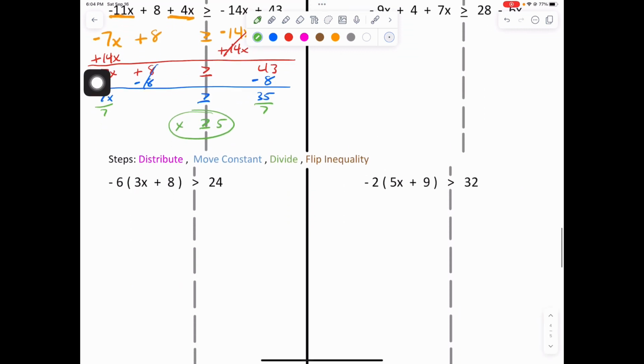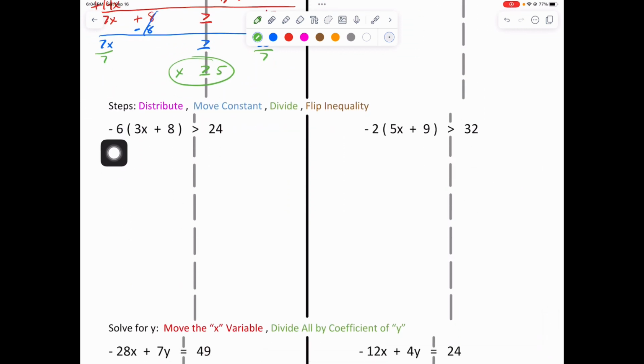All right, so now we have negative 6. Ooh, what do we notice about parentheses? What do parentheses tell us to do? Distribute. Yes, we will. All right, so what's inside the parentheses is 3x plus 8 is greater than 24. So first thing it wants us to do is distribute. We always go with the term in front of the parentheses to the left, and we will multiply that to both terms on the inside.